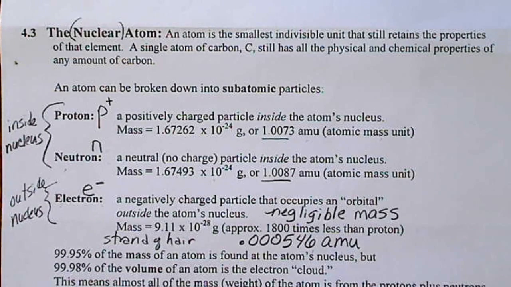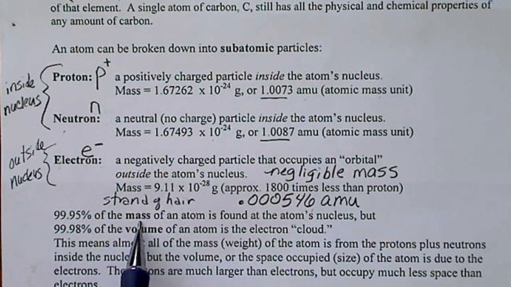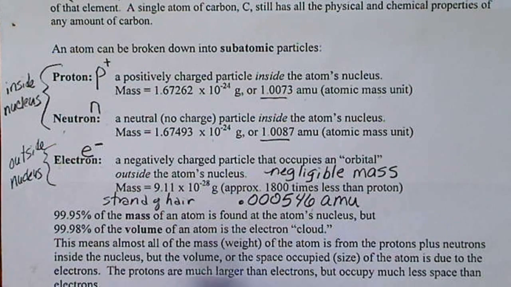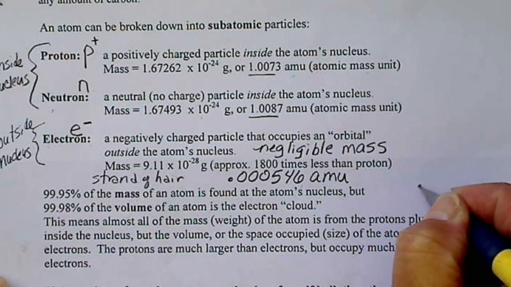Okay. We're also going to see that atoms are put together in a very strange way, and it's kind of hard for our brain to comprehend that. But almost all of the mass, again we can think about that as weight, is inside the atom's nucleus, but almost all of the volume or the space that the atom takes up is because of the electrons. So it's even stranger that the weight comes from a nucleus that would be about that big.